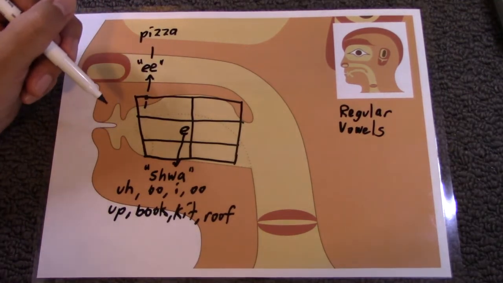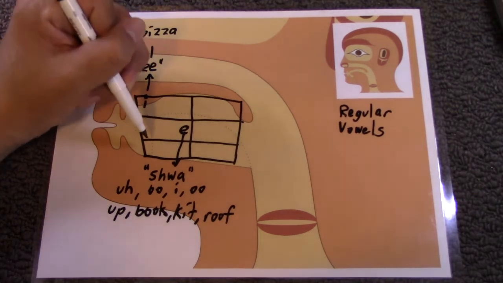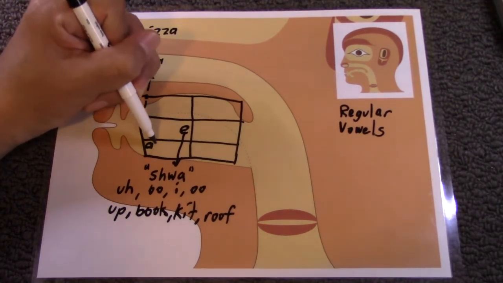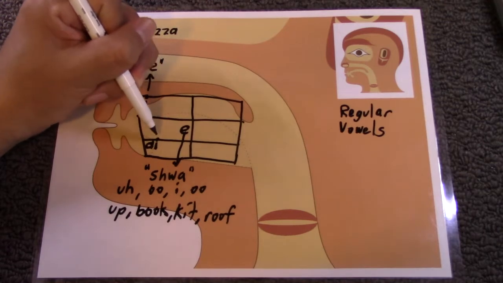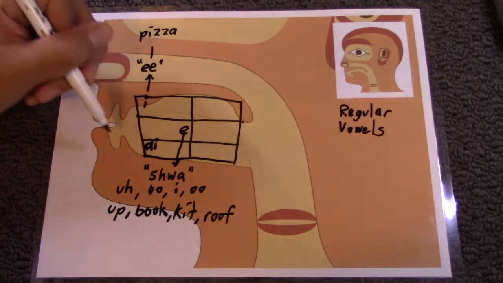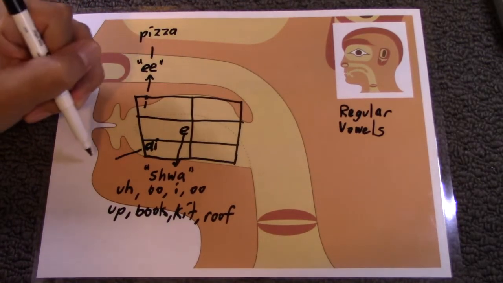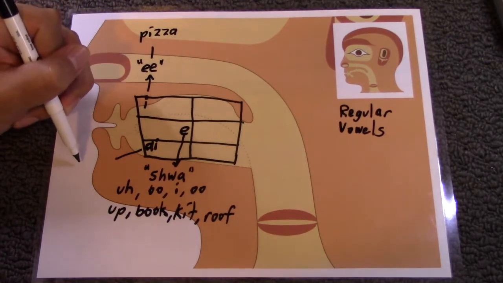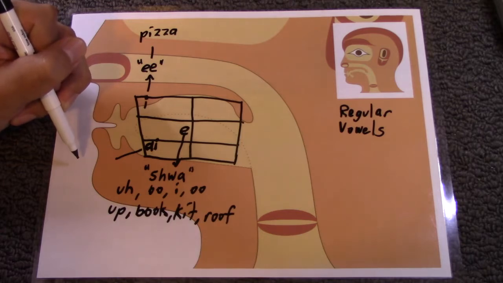The next letter is actually a combination of letters. This is the letter A and the I together. These make an eh sound, like in the word met in English.